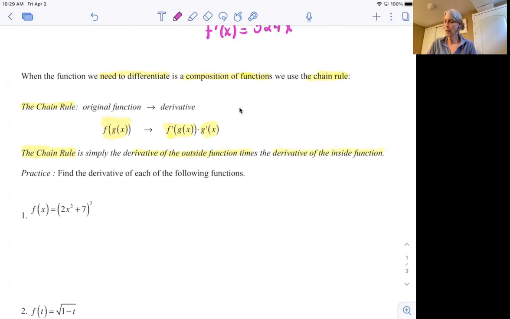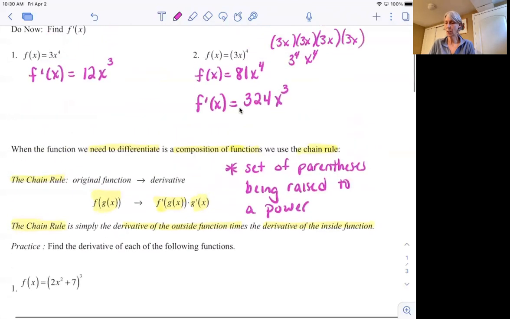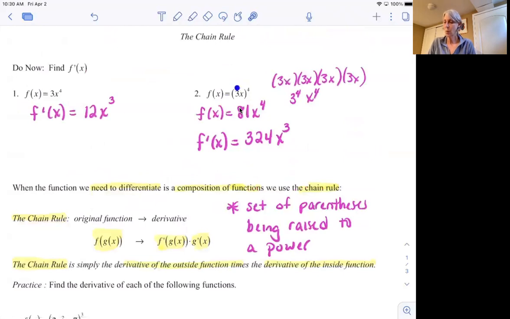And the easiest way to know when to use the chain rule is when you have a set of parentheses being raised to a power. Because I know you guys are not math teachers, so it's not that easy for you to understand when something is a composition, but it is easy for you to see when I have a set of parentheses being raised to a power, I'm going to do the chain rule. The derivative of the outside times the derivative of the inside.